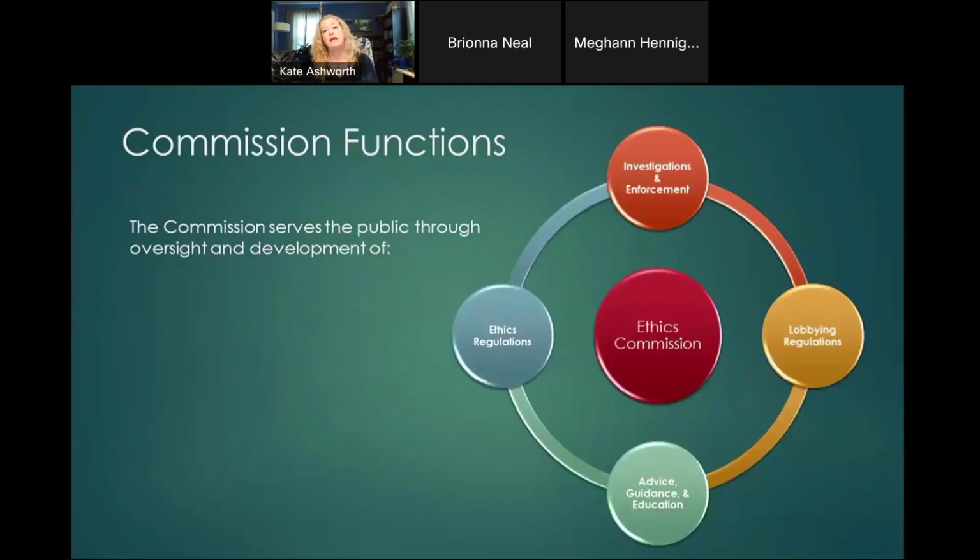But the commission's primary functions remain the same. We're usually referred to as the ethics watchdog, and that is true as far as it goes. But investigations and enforcement are really only one small part of what this commission does. We do oversee all of the regulations for both ethics and lobbying, but a really primary part of what we do is to give advice and guidance and education to those who are under the jurisdiction of the commission. So we've got a lot of balls in the air there.